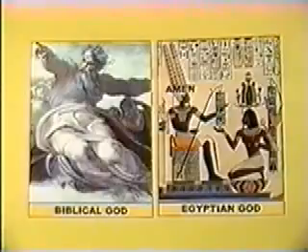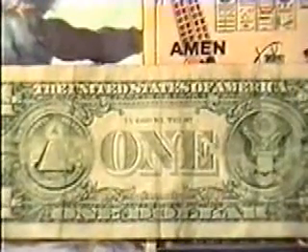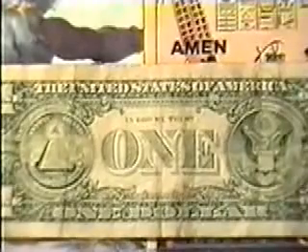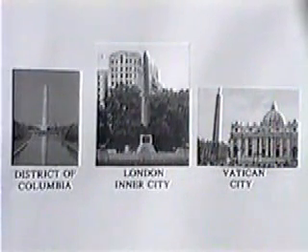What is an Egyptian pyramid and the eye of the Egyptian god Horus doing on the American $1 bill? Why have Washington, London, and the Vatican erected towering obelisk monuments honoring the pagan Egyptian god Amun-Ra?